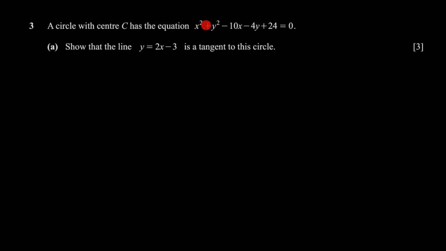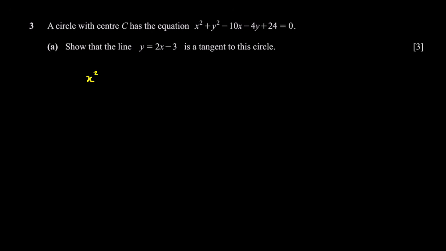Now, with all of these circle questions, can I suggest that you try to complete the square so you get it in the form x minus a squared plus y minus b squared is equal to r squared. Even though that's not strictly necessary, I think it helps you to understand what the circle is and to do the rest of the question. So I'm going to do that.